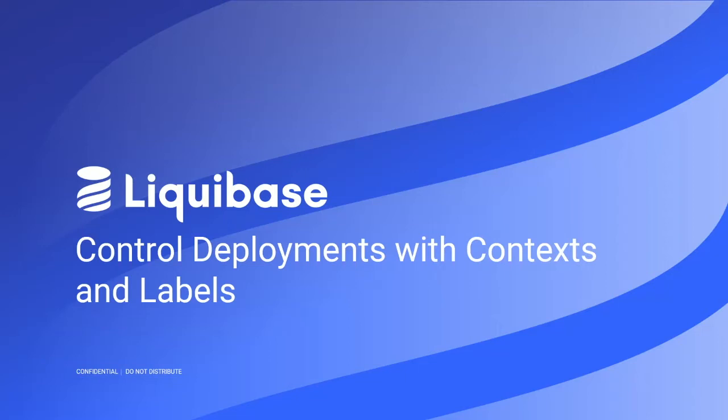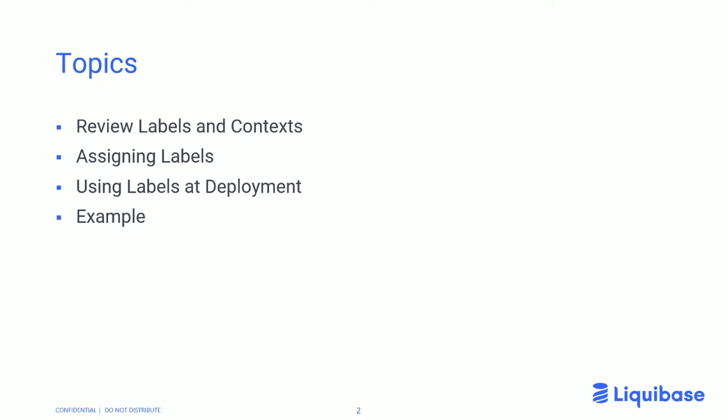The topic of this video is how to control deployments with contexts and labels. So we're going to cover what labels and contexts are, how we assign labels to changes, and how we use labels at deployment time to make sure we get the right changes to the right place. And finally, we'll do an example in one of our demo environments.